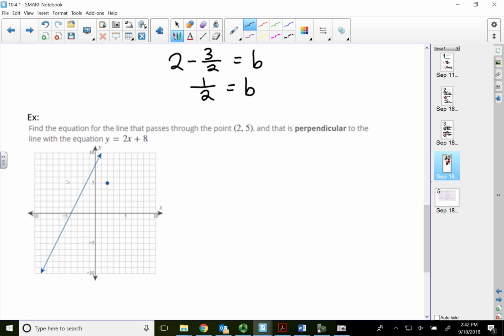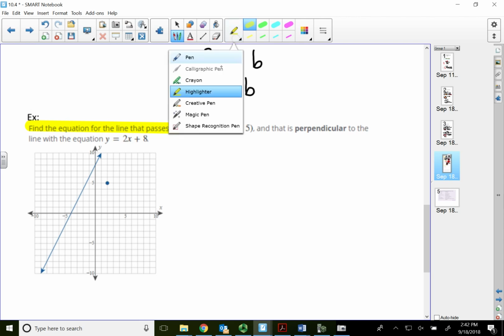I like the graph. The graph kind of explains it. Find the equation of the line again that is going to pass through this point (2, 5). But my line, which you don't see, is going to be perpendicular.